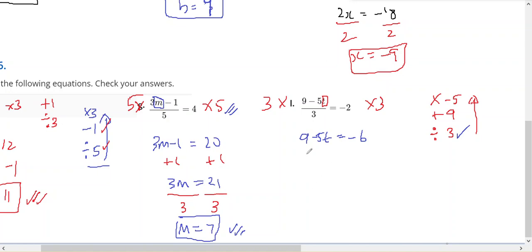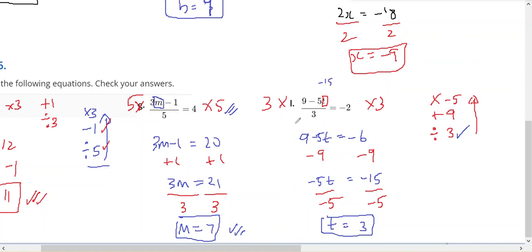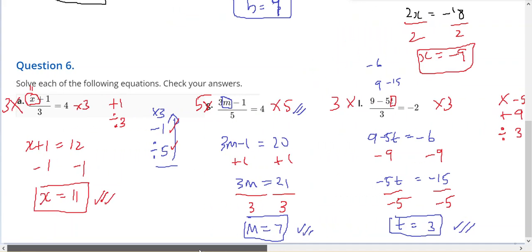Now I'm going to minus 9 from both sides. And on the left-hand side, I've got minus 5t, and that gives me negative 15. And the opposite to multiplying by negative 5 is divide both sides by negative 5. On the left-hand side, the negative 5's cancel to leave t, and my answer will be positive 3 as my final answer. And just to double check that, 5 times 3 is negative 15, 9 minus 15 is negative 6, negative 6 divided by 3 is negative 2, so that is correct. Okay, so that's some fluency questions out of 2D.